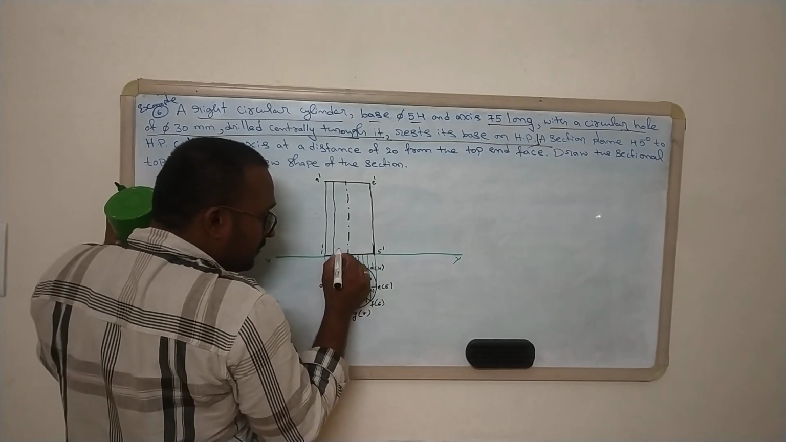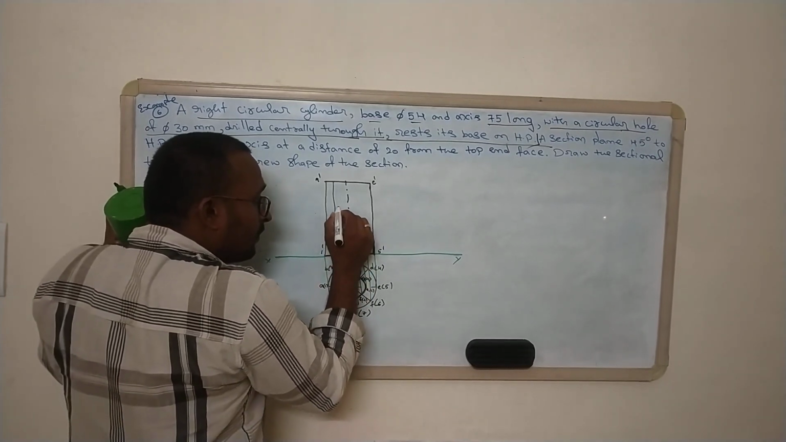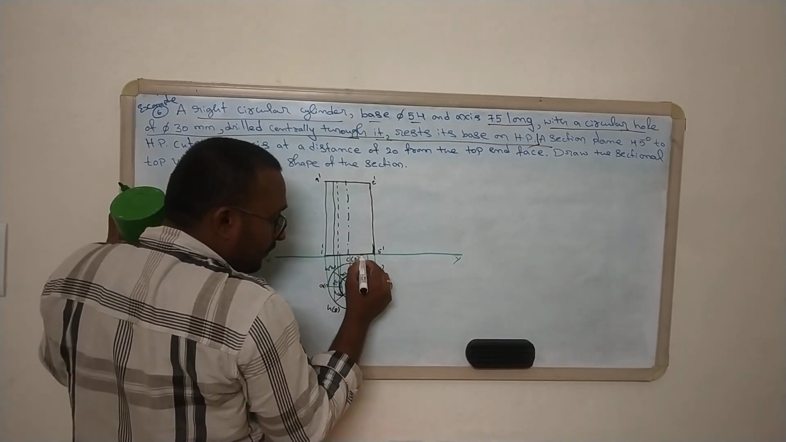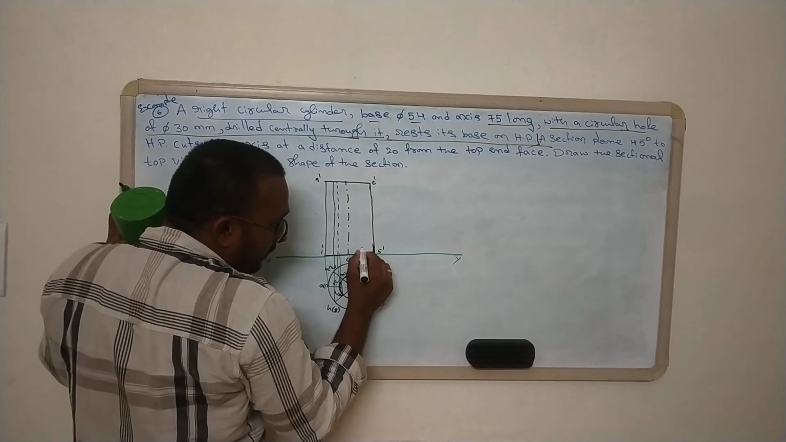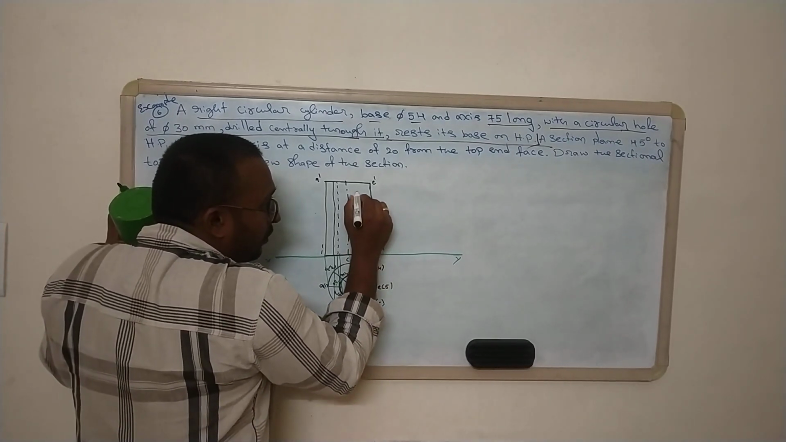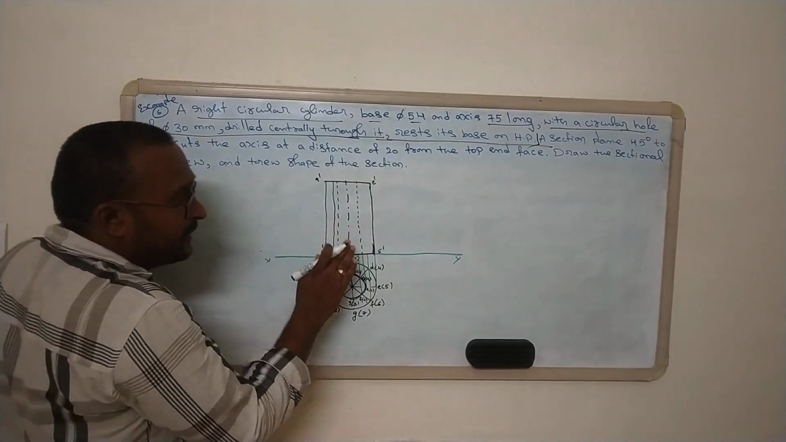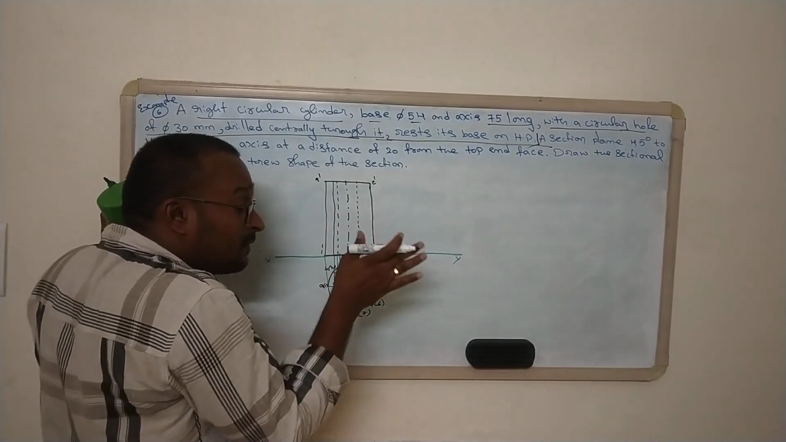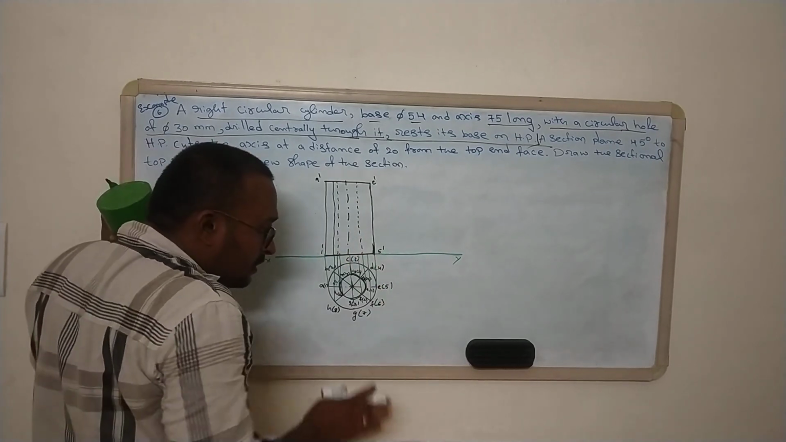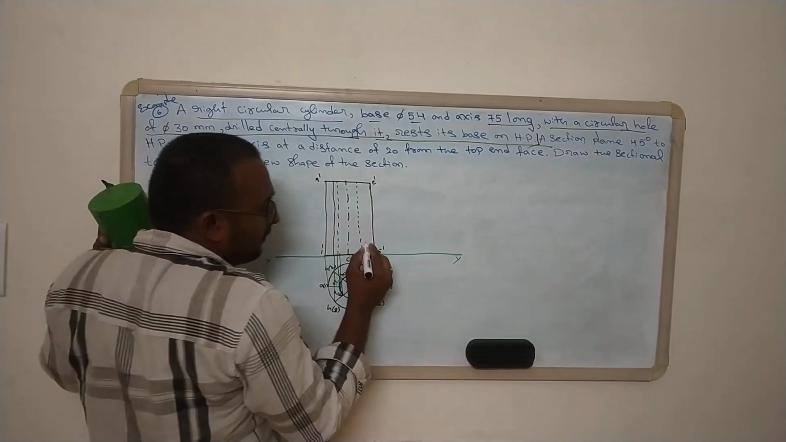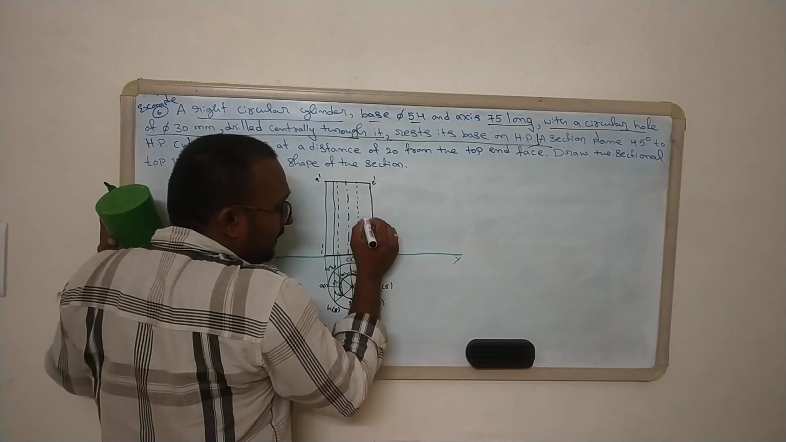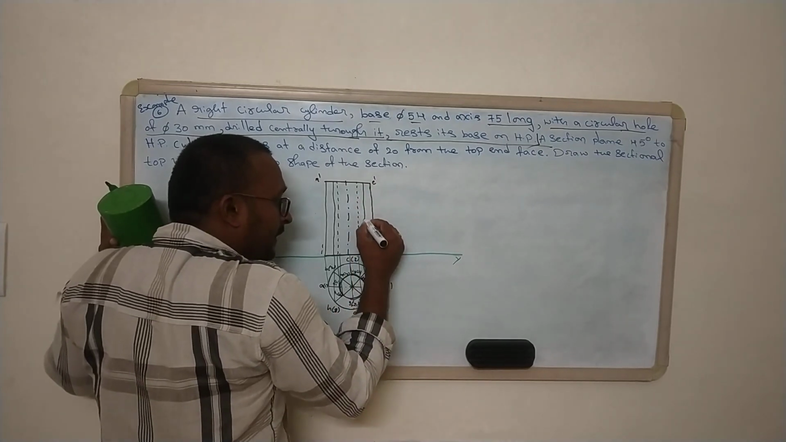Here this is the circular hole. Here also we will have a circular hole. So this is the circular hole. The through circular hole will be denoted by dotted lines, because it is invisible. When we see from the front view, it won't be visible, so I am going to make it as dotted lines.